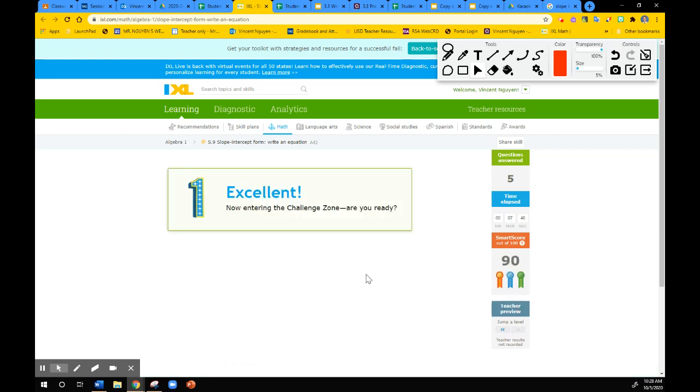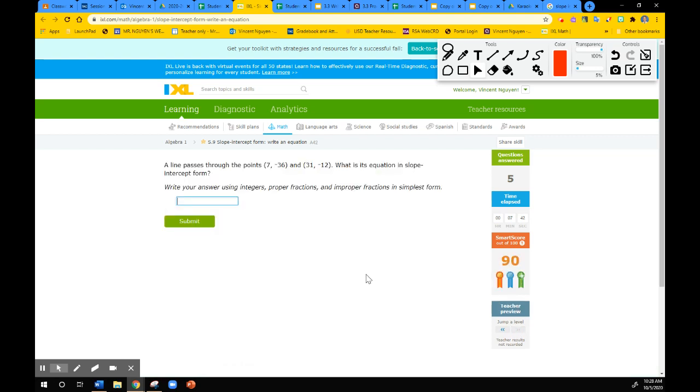Oh, we're in challenge zone. I still haven't seen the case. Oh, here you go. Case number 3. Case number 3 is the most work because you don't have anything. They didn't give you slope. They don't give you y-intercept. But we need both of them, right? So we have to work with this right here. We have to begin here.